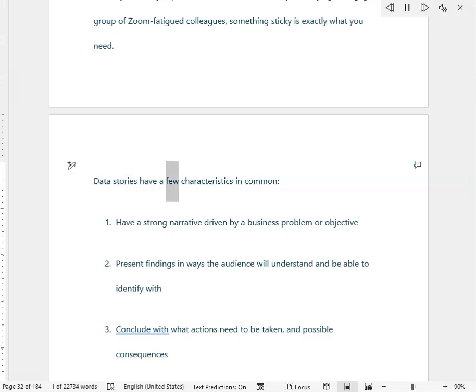Data stories have a few characteristics in common. Have a strong narrative driven by a business problem or objective. Present findings in ways the audience will understand and be able to identify with. Conclude with what actions need to be taken and possible consequences.